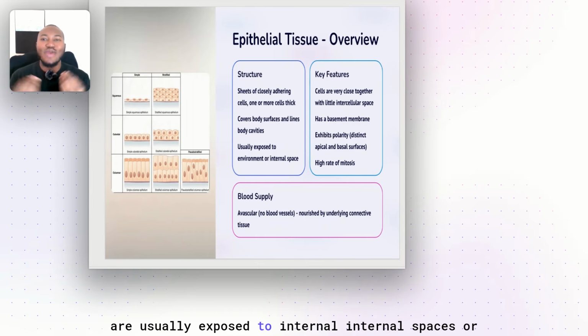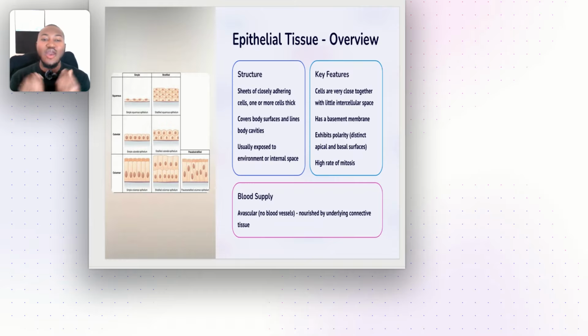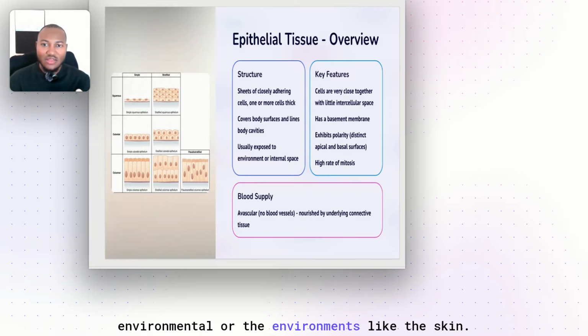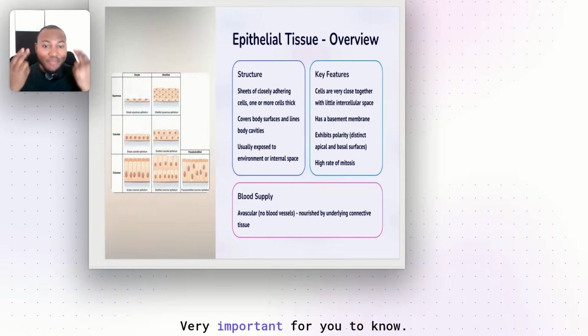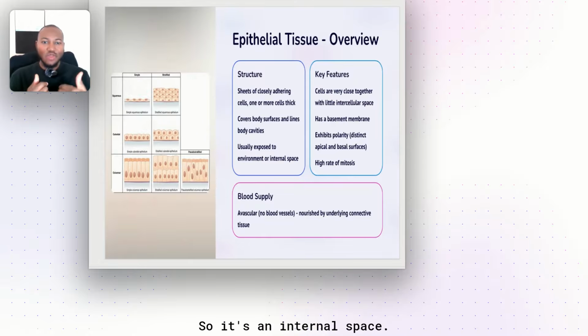And they are usually exposed to internal spaces or the environment, like the skin. But remember, one of the epithelial tissues lines the mucous membrane of the what? Of the digestive tract and other tracts. Very important for you to know. So it's an internal space.